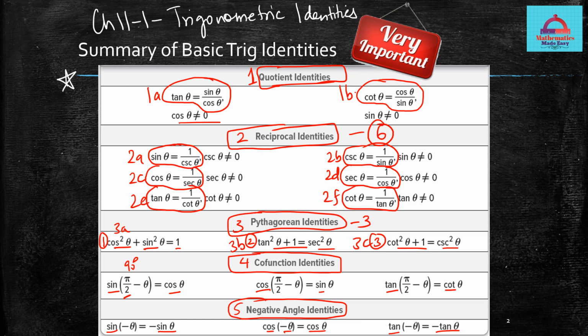So I would urge you to remember this table, this formula sheet, very important for chapter 1 trigonometric identity. As we do more chapters, we'll keep on adding to this table of formulas and table of trigonometric identity.